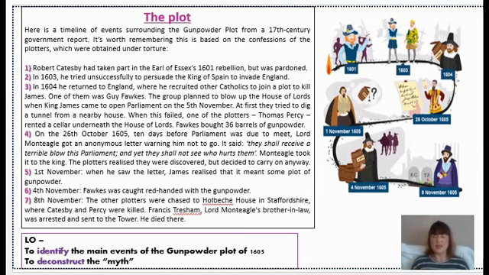On the 26th of October 1605, so this is 10 days before Parliament was due to meet, Lord Monteagle got an anonymous letter warning him not to go. It said, "They shall receive a terrible blow, this Parliament, and yet they shall not see who hurts them." Monteagle took it to the King. The plotters realised they were discovered, but decided to carry on anyway. Now that seems a little bit implausible, doesn't it?